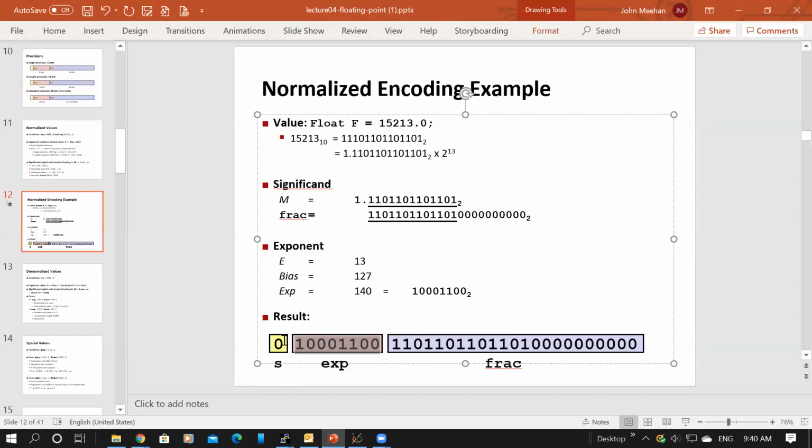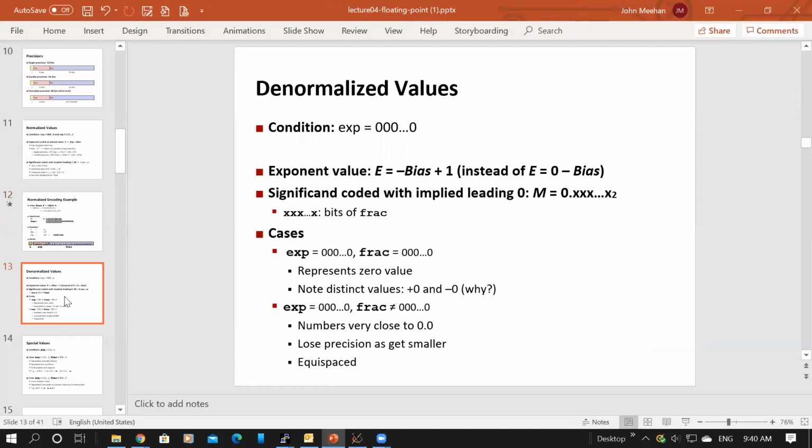This says it's a positive number. And then I would take 1 dot all this stuff and move the dot over 13 positions. And then I've got the value that this whole thing actually represents, a normalized floating point number. Now, the denormalized ones are the case where the EXP field contains all zeros, right?